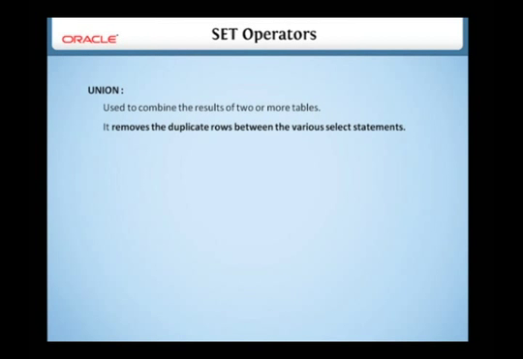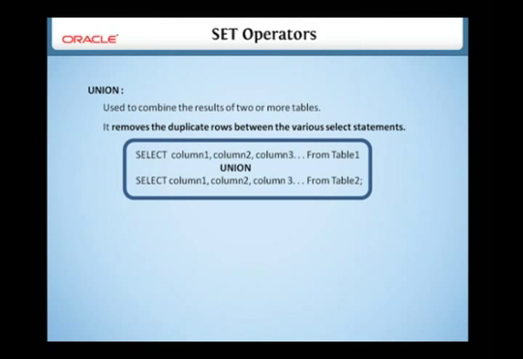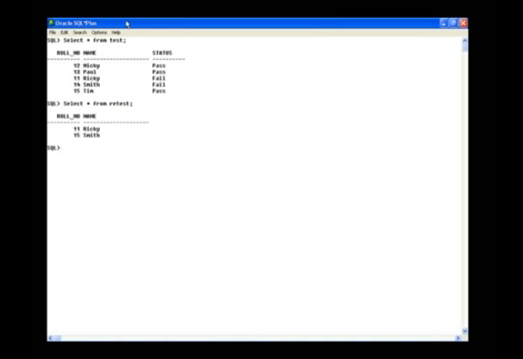Let's see the syntax. Here we will see how to use the union operator in a select statement. But before that, look at these tables. Here, the test and retest tables contain the details about the students and their marks. Let's use the union function between these two tables.